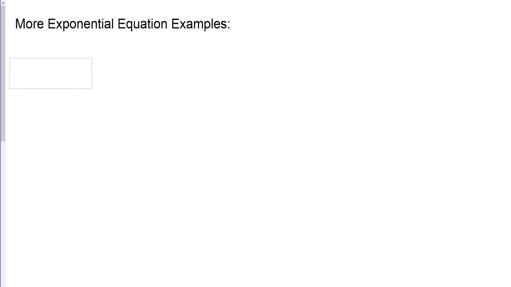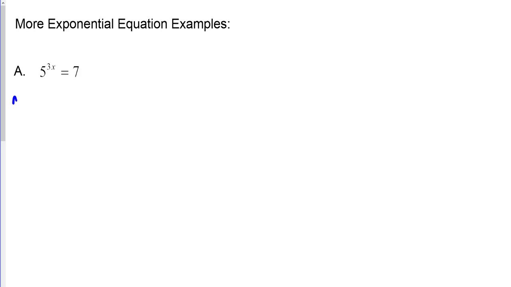Okay, let's try a different situation. 5 to the 3x is equal to 7. Now, this is not so easy to write 5 in terms of a base 7 or 7 in terms of a base 5. It's not that it's impossible, it's just not straightforward and easy. So there's a couple of strategies that you could do.